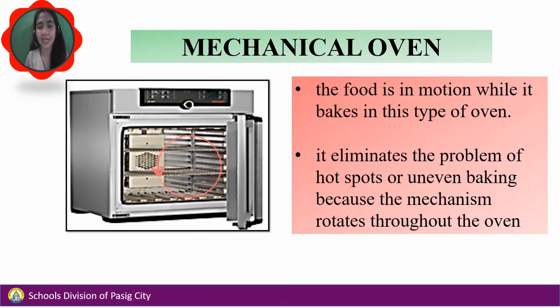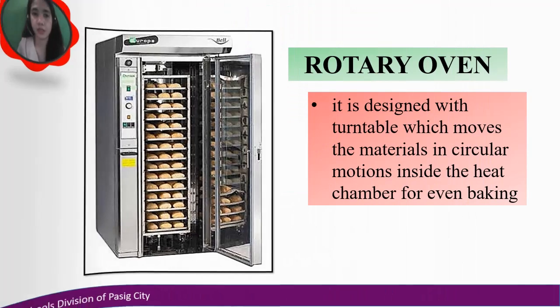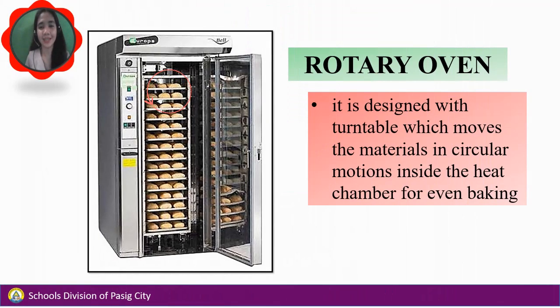Mechanical oven. The food is in motion while it bakes in this type of oven. It eliminates the problem of hot spots or uneven baking because the mechanism rotates throughout the oven. Rack oven is a large oven into which entire racks full of sheet pans can be wheeled for baking. Rotary oven. It is designed with turntable which moves the materials in circular motions inside the heat chamber for even baking.